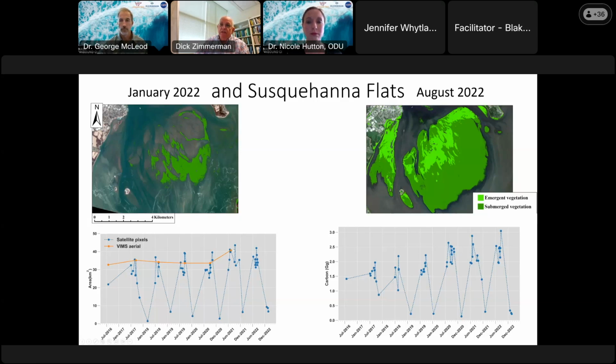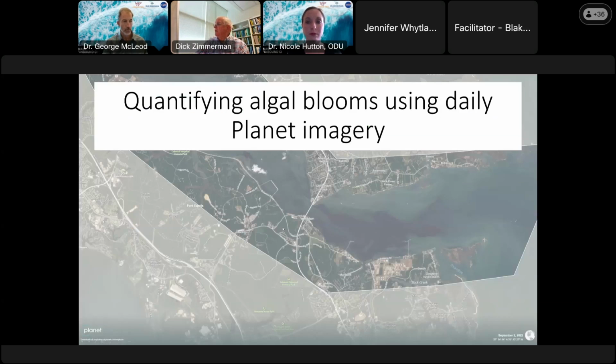So we're starting to see large seasonal patterns. We can find stable environments in the lower bay and seasonally much more dynamic environments in the upper regions of the freshwater basin. We can start to distinguish how these SAV populations are behaving in different locations.